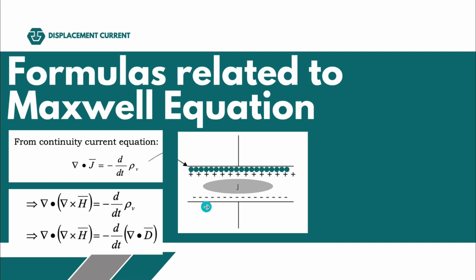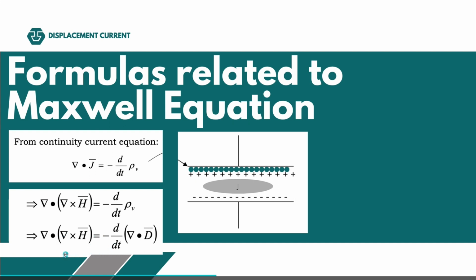Okay, and we do know that J is equal to the curl of H, so we can see that divergence of curl of H is equal to negative differential of rho V. And from previous chapters, we know that rho V is also equal to divergence of D. So from this equation, divergence of curl H is equal to differential of divergence D. And according to the vector identity, divergence of curl of anything becomes zero.